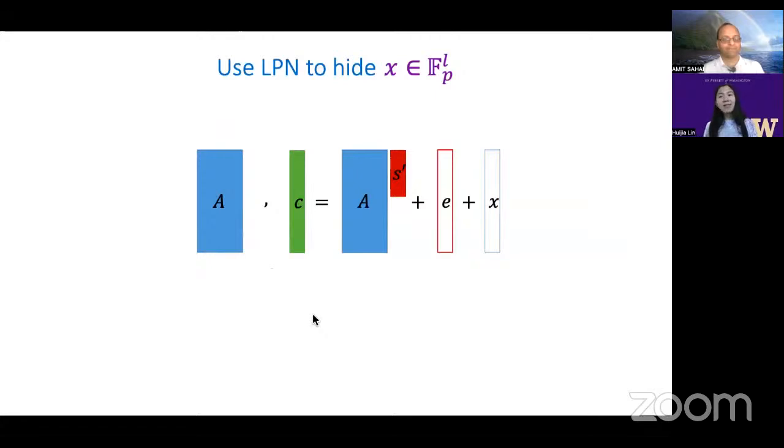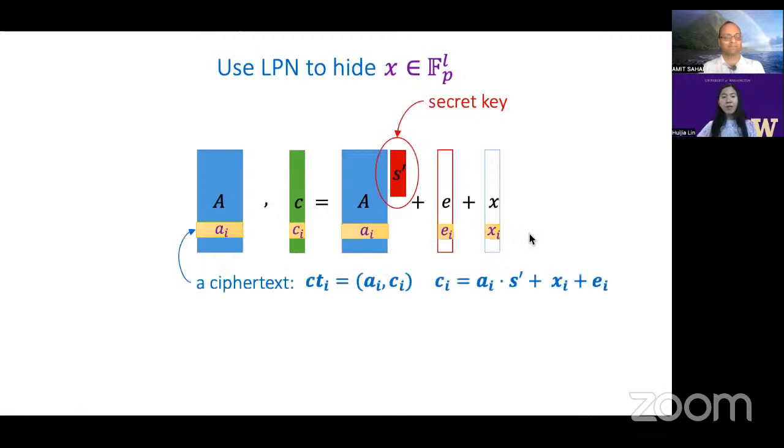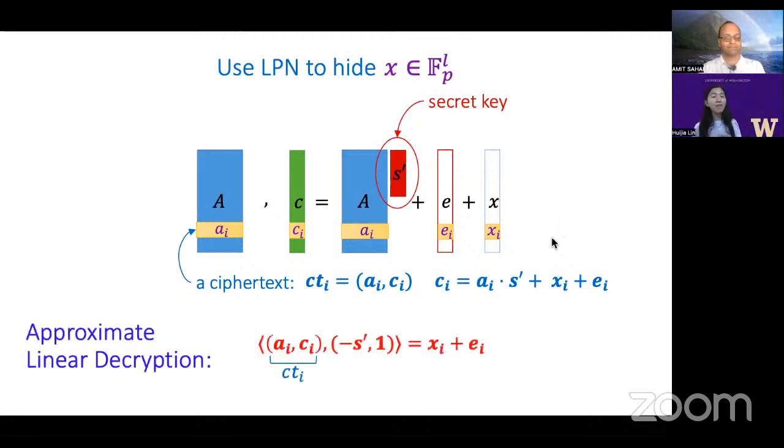So using LPN, we can create a very simple encryption scheme that allows us to hide the input x. How? Simply add x to the corrupted C part. The fact that A times S prime plus E is hard to tell apart from a truly random vector ensures that the input vector x is hidden. So we can view S prime as a secret key and each of the rows as a ciphertext. A nice property of this way of encrypting is that it has very simple decryption. In fact, decryption is just an inner product between a row of the ciphertext, A_i, C_i, together with the vector minus S prime, 1, which is our new secret S. With just the inner product, we can already get the encrypted input element, however potentially corrupted with some very small, inverse polynomial probability.